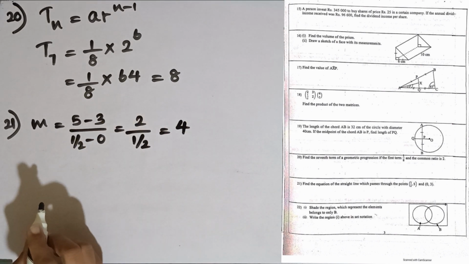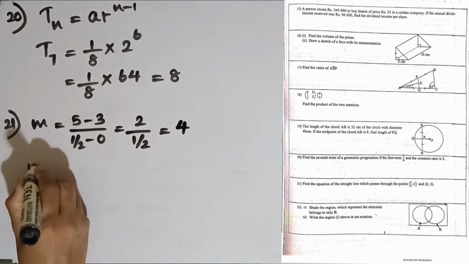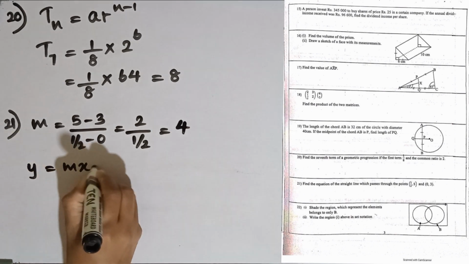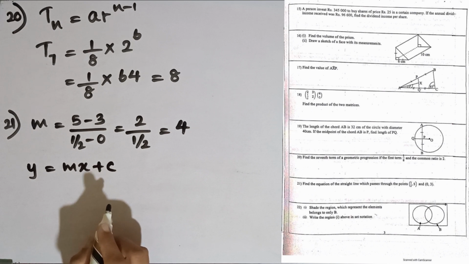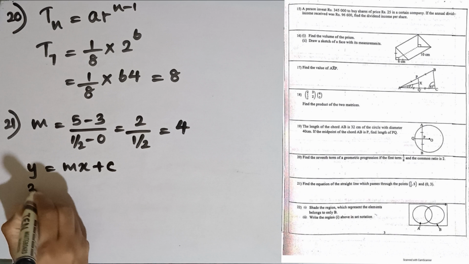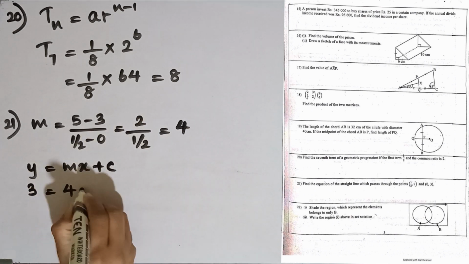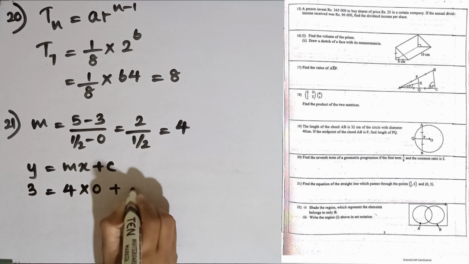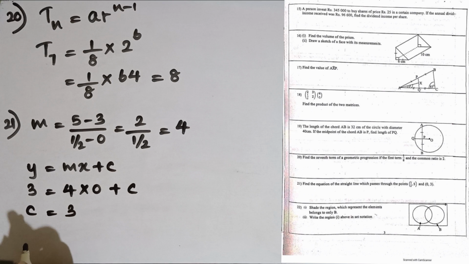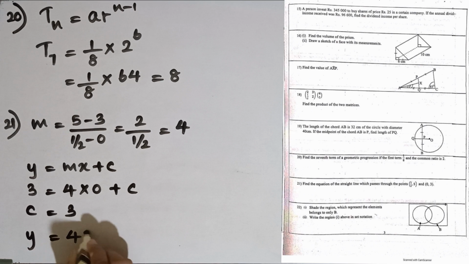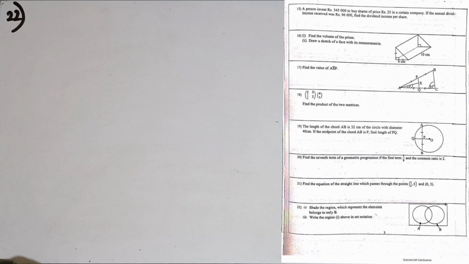Now we can find c by substituting the coordinates of any point into the equation y equals mx plus c. I will take the point 0, 3 here. The y coordinate value is 3, then the m value is 4, the x coordinate is 0, plus c. Then you get 0 here. Then c equals 3. Then the equation can be written as y equals 4 times x plus 3. This is the equation.